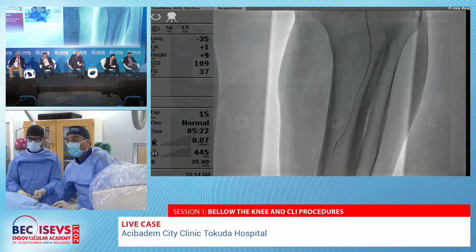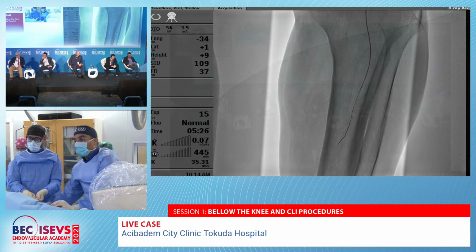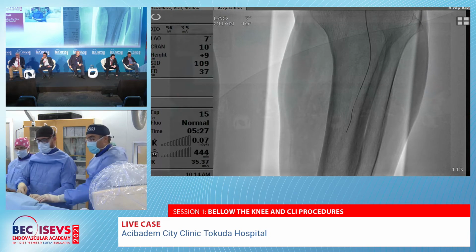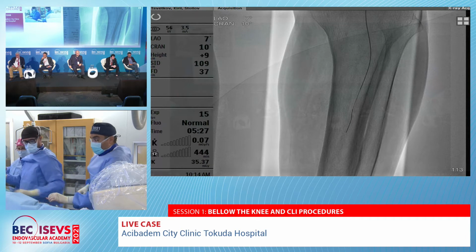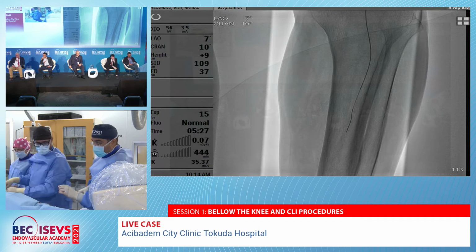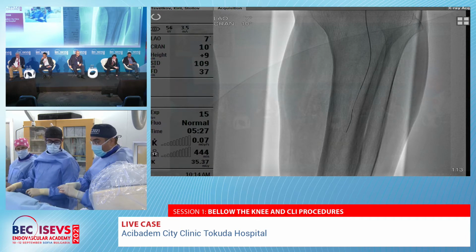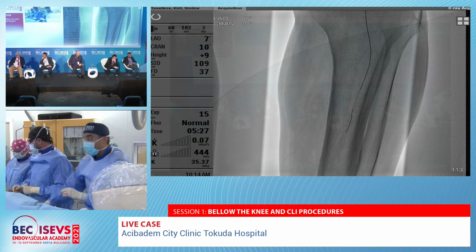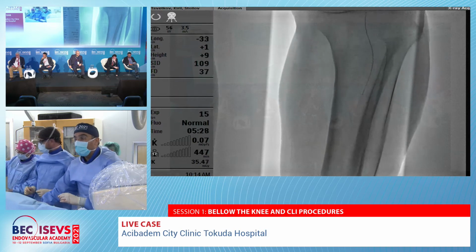Let's see here. Here's the collateral. Probably you can go back. Let's remove the wire just to see where we are. We're removing the wire. So here there is now backflow. That is a very good sign, and this is what we need to have.